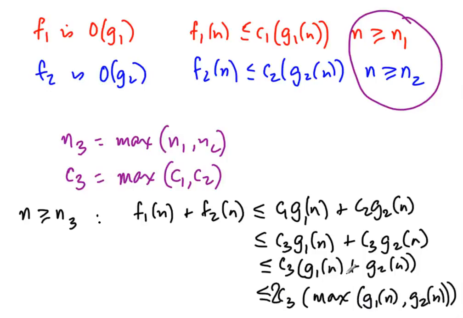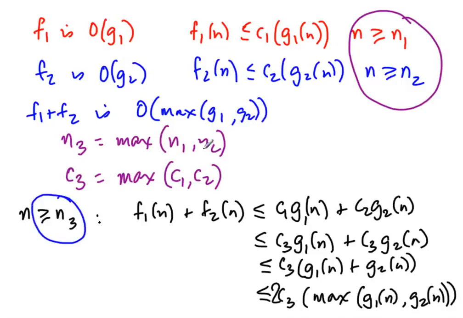Right? So if I take the bigger one and add it up, it's going to dominate g1 plus g2. So either 2g1 or 2g2, whichever. So I can take the max of g1, g2 and pull 2 outside. So now this gives us our thing. So we can now see that this is what I wanted to show. I wanted to show that f1 plus f2 is big O of max of g1, g2. Right? So I needed to find these constants. So I found them: I have n3, which is the max of n1, n2, and I have 2 times c3, where c3 is max of c1, c2. So with these two constants I can show this property, and therefore for f1 plus f2 I do have an upper bound as I wanted.